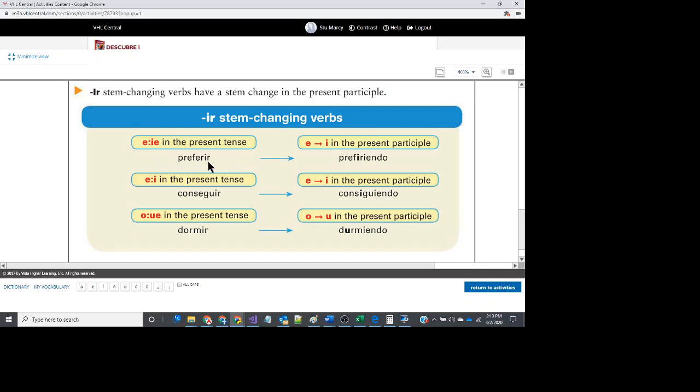Like preferir, if I wanted to say I prefer, prefiero, that's an E to IE stem changer. But in the participle, notice it's not E to IE, it's just E to I. Prefiriendo. It would be quite a mouthful to say prefiriendo, or duermiendo. So the E got dropped somehow in the evolution of language, and now it's dormir, instead of duermiendo, it's durmiendo.